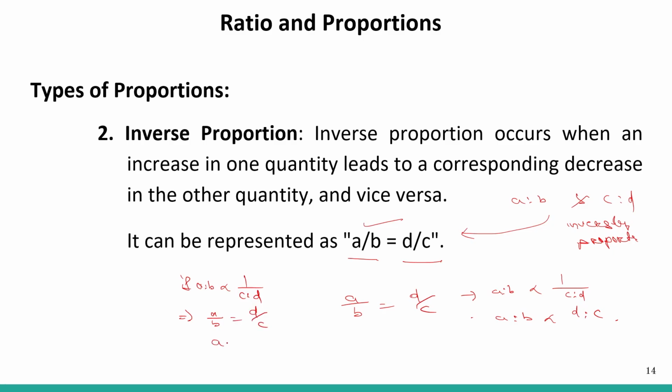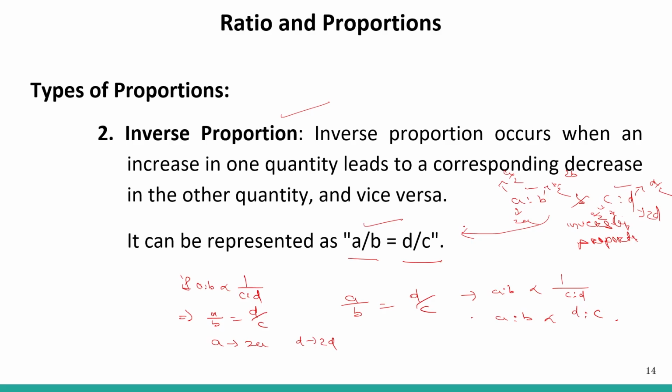So if A becomes 2A, then D becomes 2D. Here you can see that we are comparing A is to B and C is to D. If B becomes B by 2, C becomes C by 2, and if B becomes 2B, C becomes 2C. Then if D becomes D by 2, A becomes A by 2. So the left hand side of the ratio directly relates to the right hand side of the ratio. In that way, we can say that these are inversely proportional quantities.